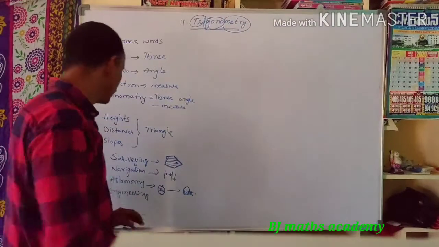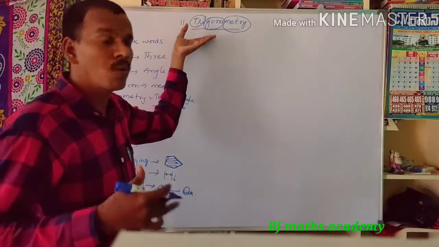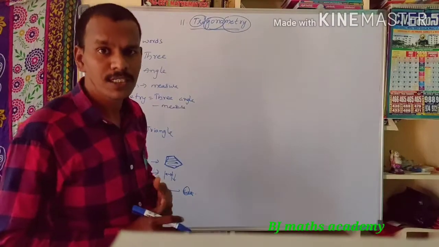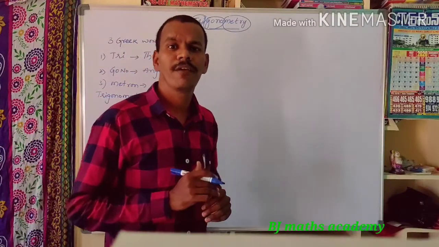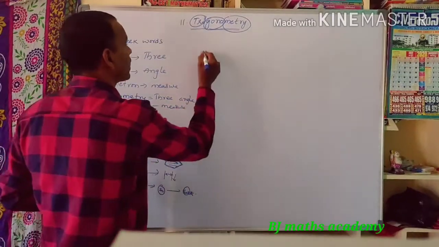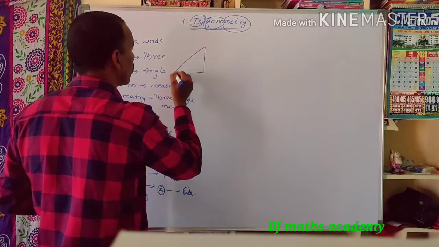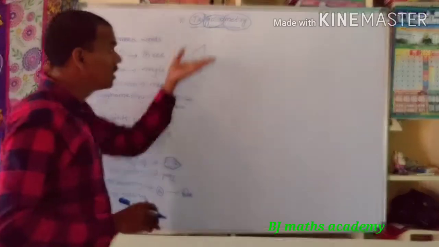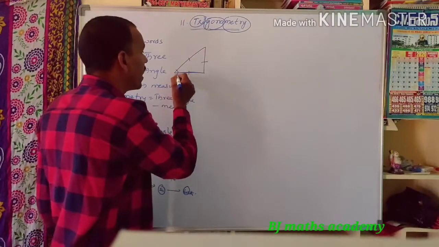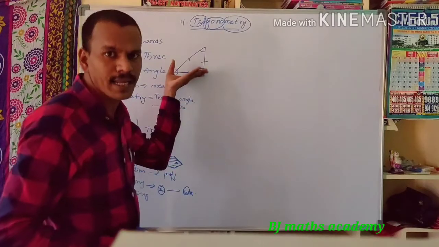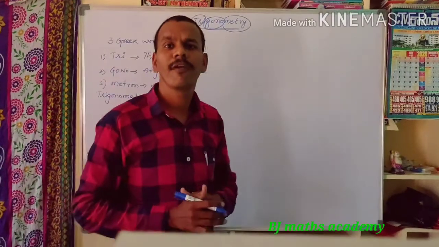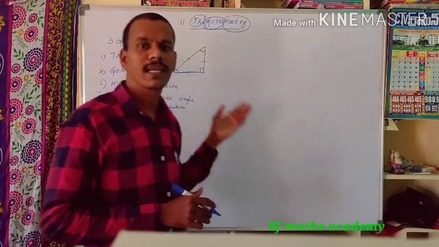Now, first of all, what is trigonometry? The definition of trigonometry is nothing but the study of the relationship between the sides and angles of a right angle triangle. It is called trigonometry.